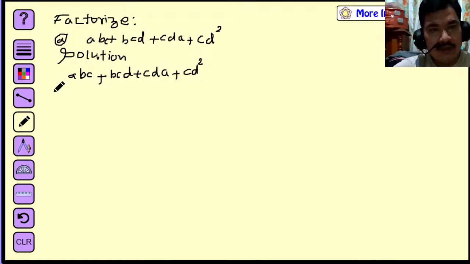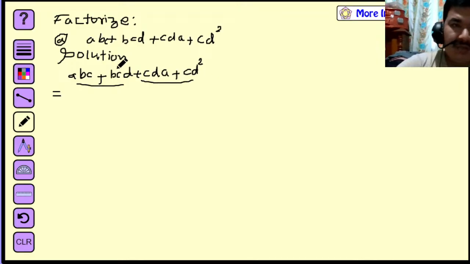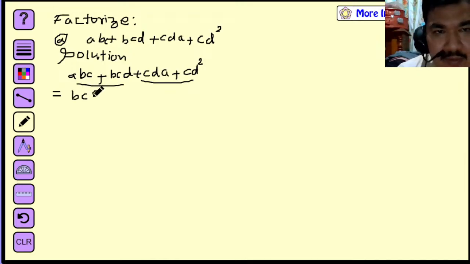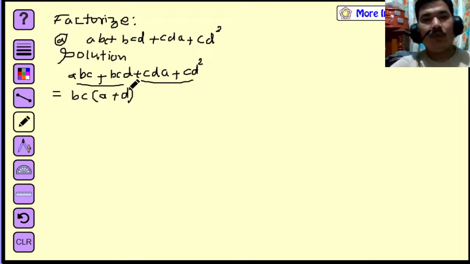In these two terms and in these two terms, is there a common factor or not? Look here. By taking common only, it will not be the solution; we have to check the remaining part also. Here is BC, here is also BC. If you take BC common, what is remaining? Here A remains, and from the second term, D remains.